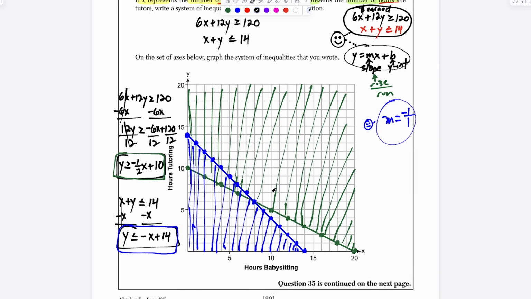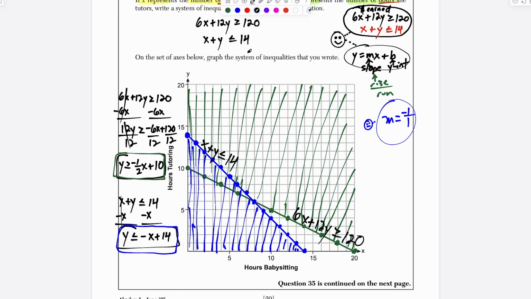And now before we move on, a few things I want to point out. We have to label at least one of the inequalities, but I'll go ahead and label both. So the green one here, we could use the new inequality, the one that we did the algebra and solved for y, or we could use the original. So we could say that this is the 6x plus 12y is greater than or equal to 120. And then for the one in blue, this was y is less than or equal to negative x plus 14, but originally this was x plus y. So I'm just going to write x plus y is less than or equal to 14.